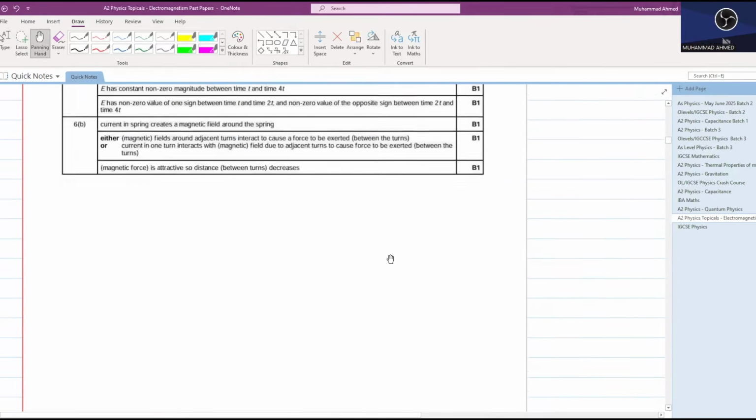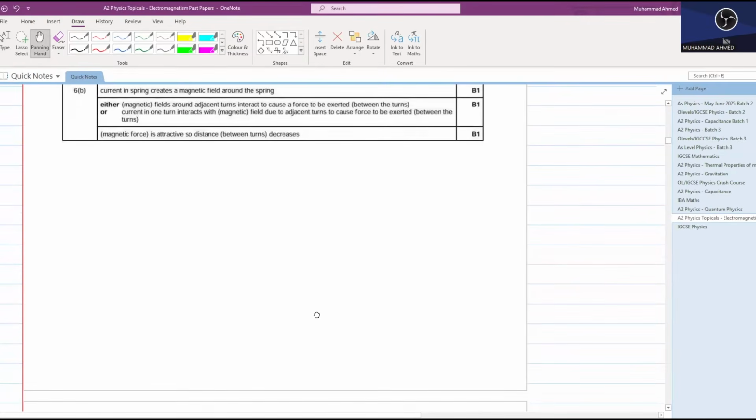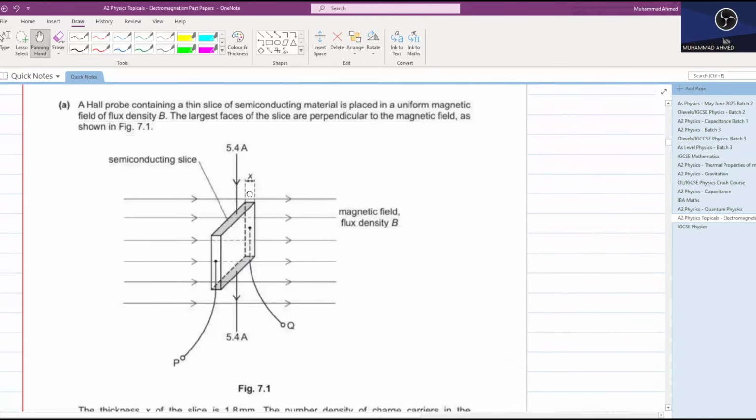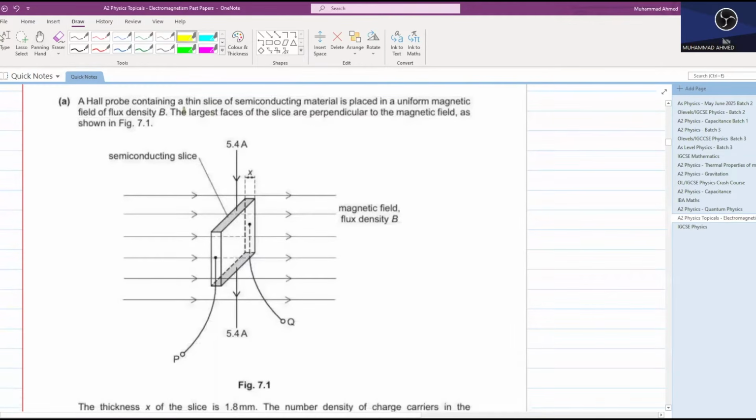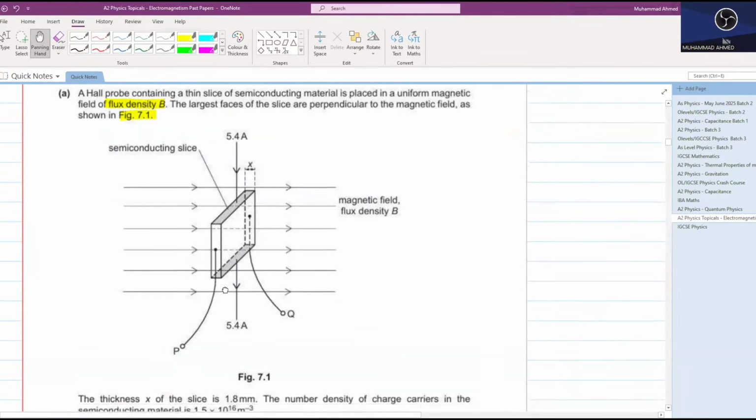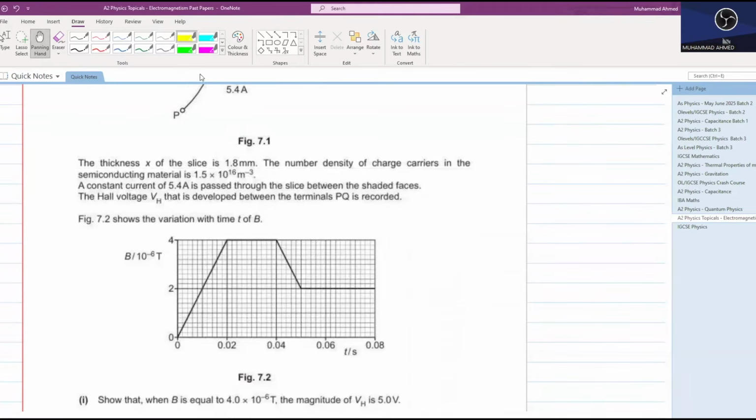This was a good question. You can see similar things are written here. Let's move on to this question. A Hall probe containing a thin slice of semiconducting material is placed in a uniform magnetic field of flux density B. The largest faces of the slice are perpendicular to the magnetic field as shown in figure 7.1. The thickness x of the slice is this. The number density of charge carriers in the semiconducting material is this.